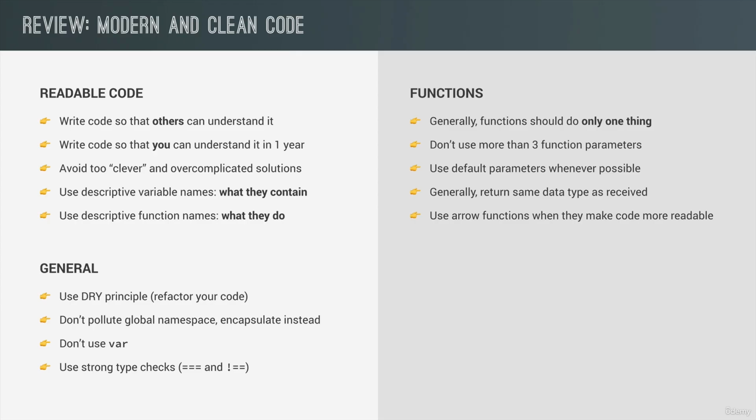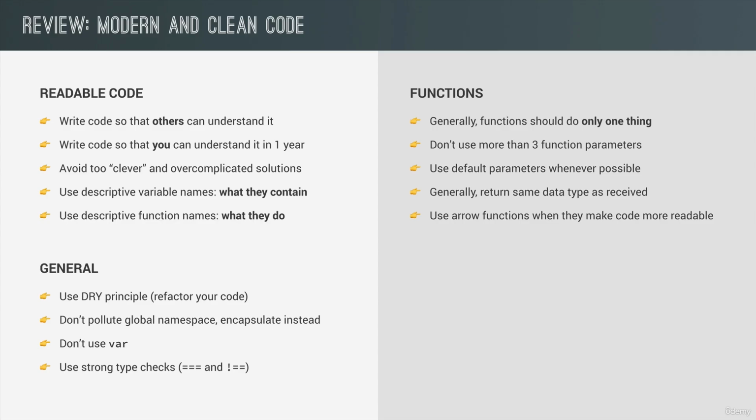Next, you shouldn't use more than 3 parameters in a function. And this actually goes in line with the previous guideline because, of course, if a function only does one thing, then probably it doesn't need so many parameters in the first place. Also, use default parameters in your functions whenever that's possible, and in general, return the same data type as you received.